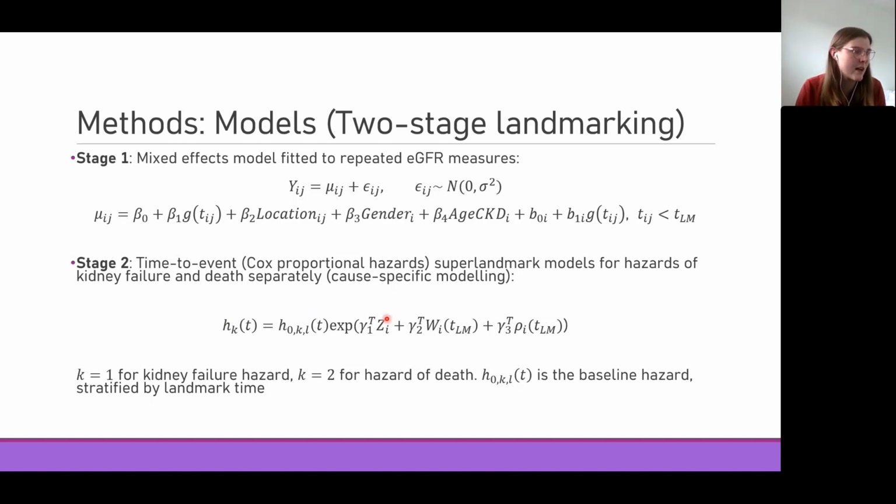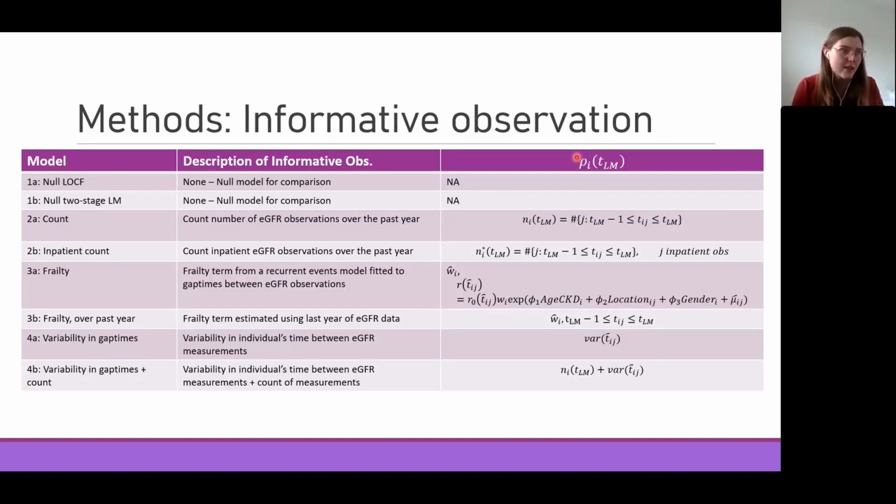Again, we have this Z_i, which captures the time invariant information. We have W_i, which captures the longitudinal information on eGFR and UACR. And then we've got this additional term, this rho term. I've not introduced that yet, but that's the whole premise of this work. This is how we capture information on the observation process, essentially. It's how we allow this model and these risk estimates to learn from the way that we've been observing eGFR over time. We define and parameterize this rho term in a number of ways.